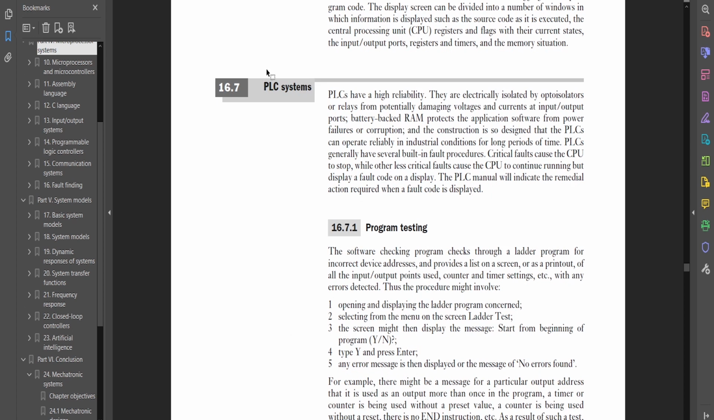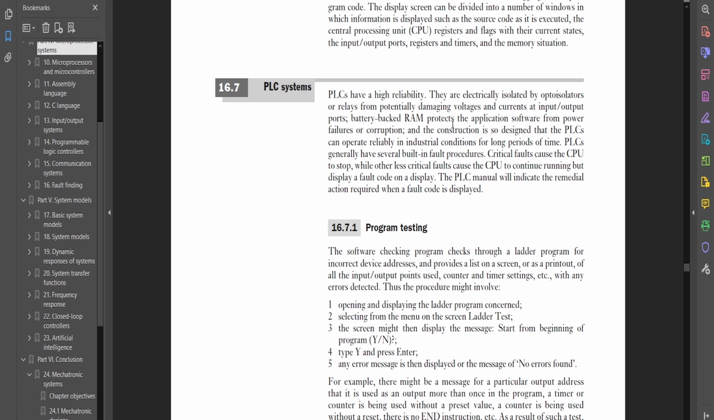So okay, PLC system. This is probably important. PLCs have a high reliability. They are electrically isolated by opto isolators or relays from potentially damaging voltages and currents at input and output ports. Battery-backed RAM protects the application software from power failures or corruption, and the construction is designed so that PLCs can operate reliably in industrial conditions for long periods of time.